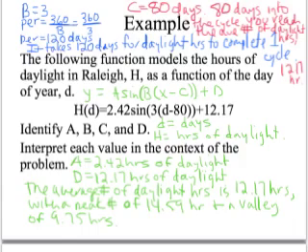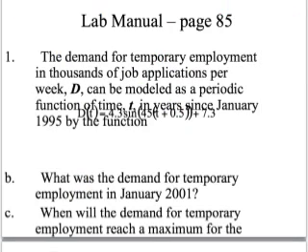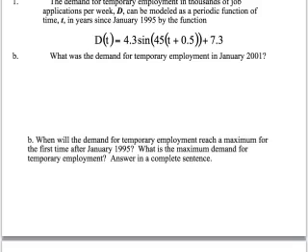Another example, the demand for temporary employment in thousands of job applications per week, D, can be modeled as a periodic function of time, T, in years, since January 1995 by the function, which is hard to see. It says D of T equals 4.3 sine 45, parentheses T plus 0.5, and then your D value is 7.3. And this question is asking you what was the demand for temporary employment in January 2001, and when will the demand for temporary employment reach a maximum for the first time, and what is the maximum demand for temporary employment?